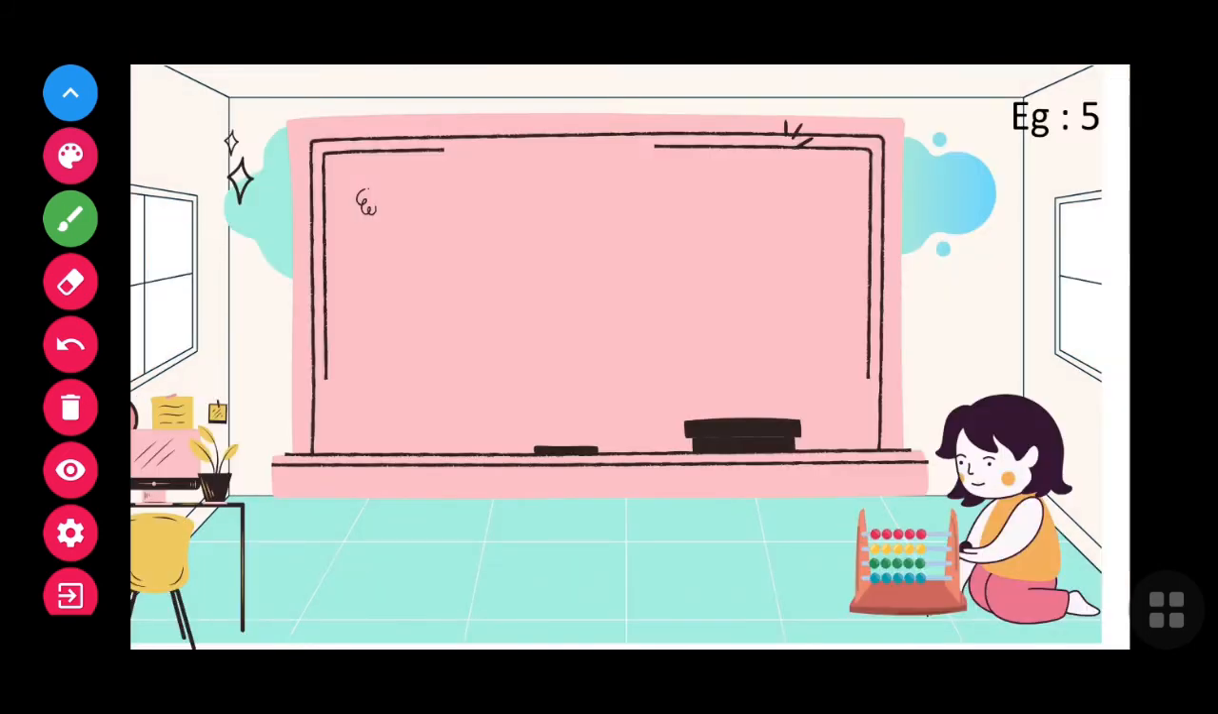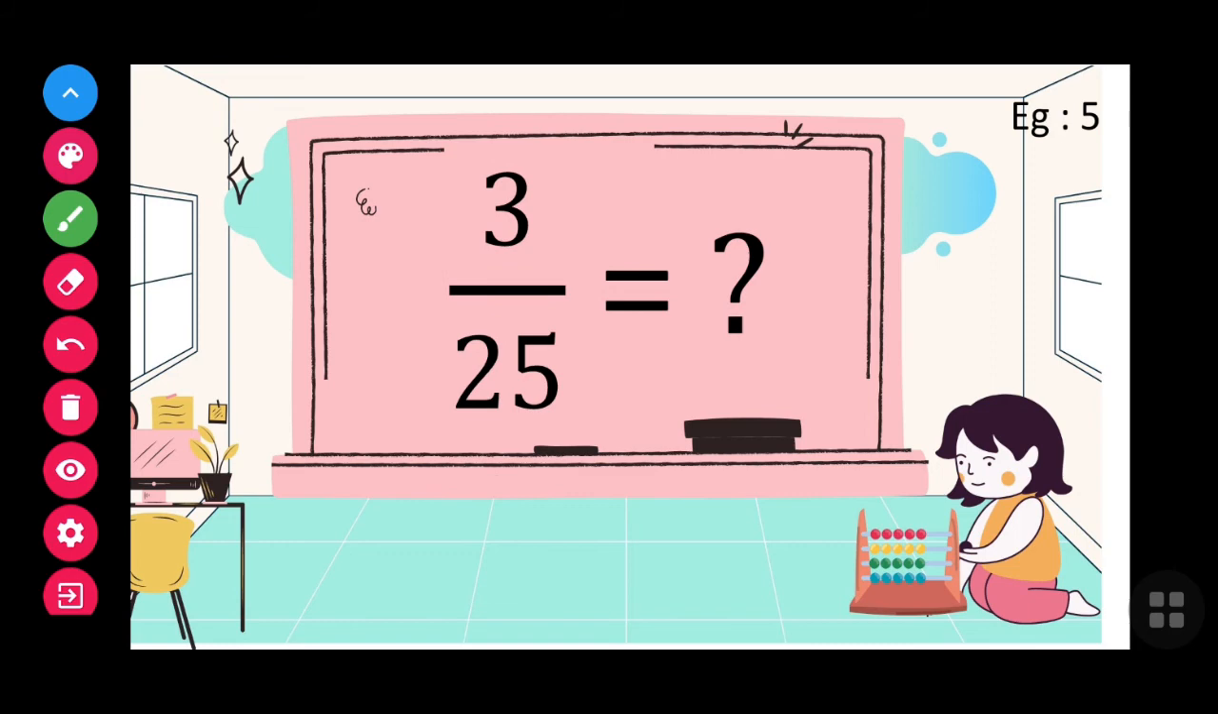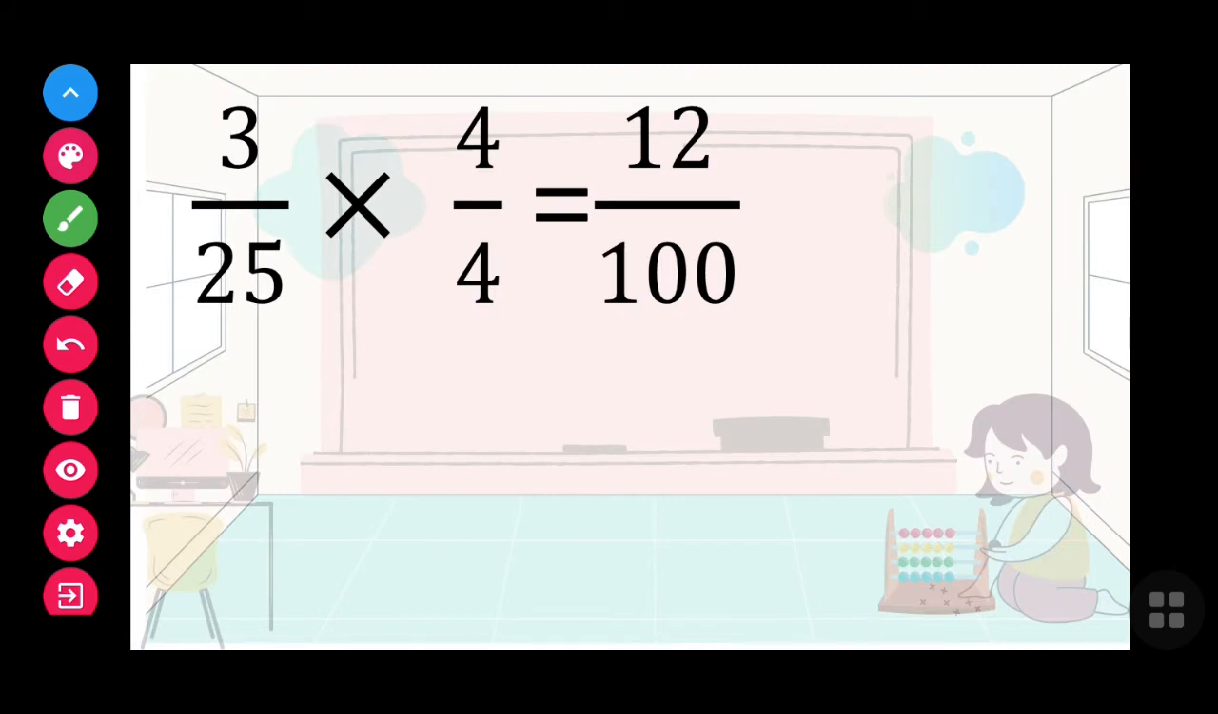Oh, this girl has come up with another sum, 3 over 25. Now we'll count the number of zeros in the denominator. Oh, no, we don't have any zeros. This is not a power of 10. Oh, no, how can we do this? Don't panic. We still have a way to do this. What we are going to do is try to convert this denominator into a power of 10.